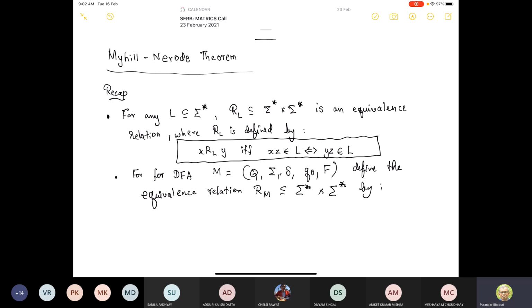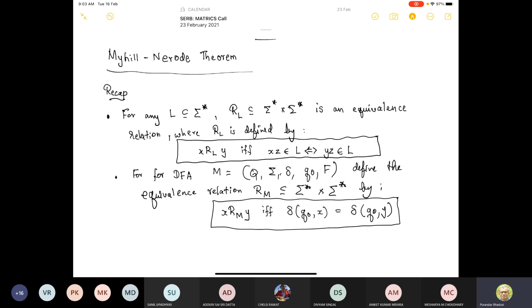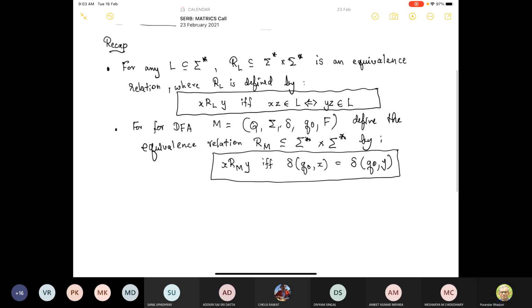So RM is defined by X is related to Y by RM if and only if delta Q0 X equals delta Q0 Y. In other words, both x and y take the machine M to the same state, starting from the initial state. So these are the two relations we'll need in stating the Myhill-Nerode theorem.